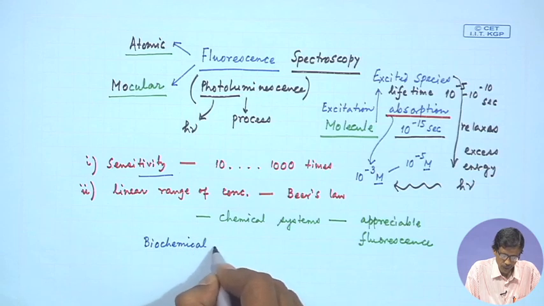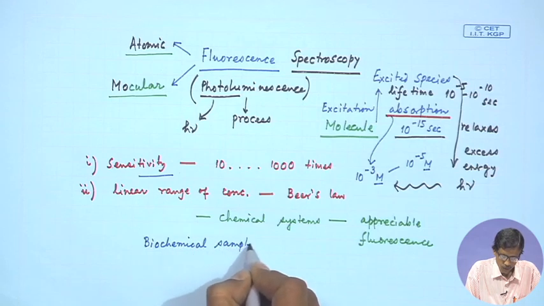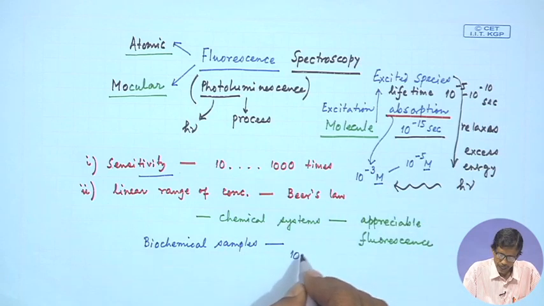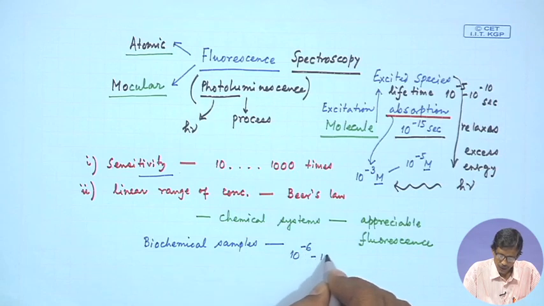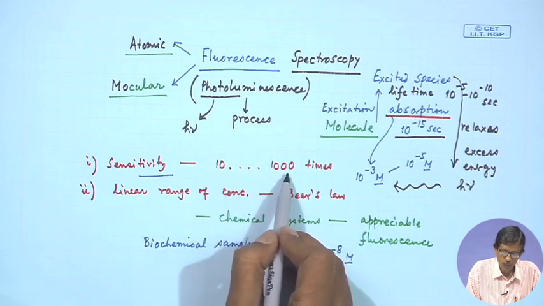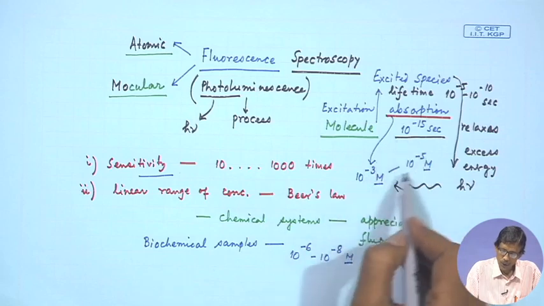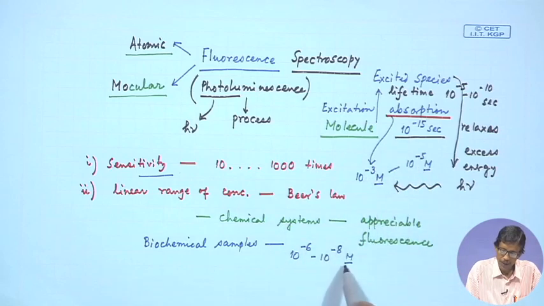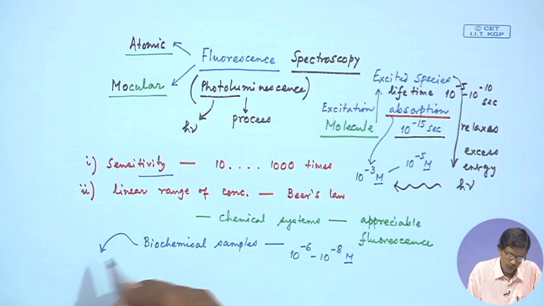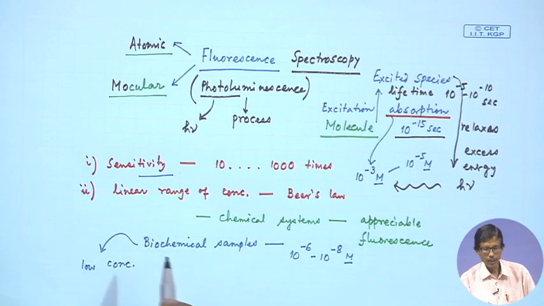if these biochemical samples we want to measure or monitor have concentrations in the range of 10 to the power minus 6 to 10 to the power minus 8 molar, the sensitivity is higher by 1 to 3 orders of magnitude. So, we can go down from here to a concentration range 3 orders of magnitude lower. So, those chemical systems we can handle at a very low concentration. That is the major advantage of handling all these things.